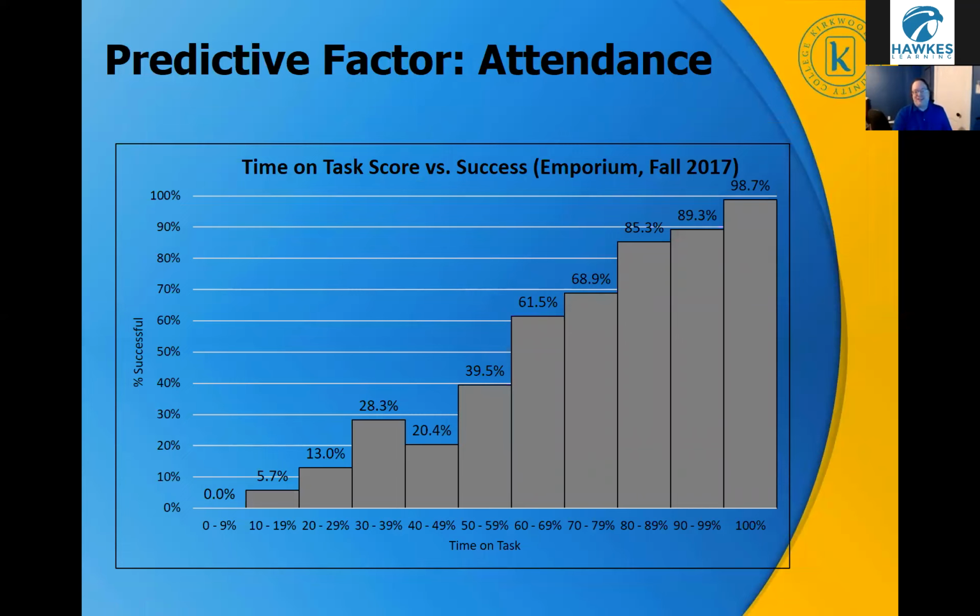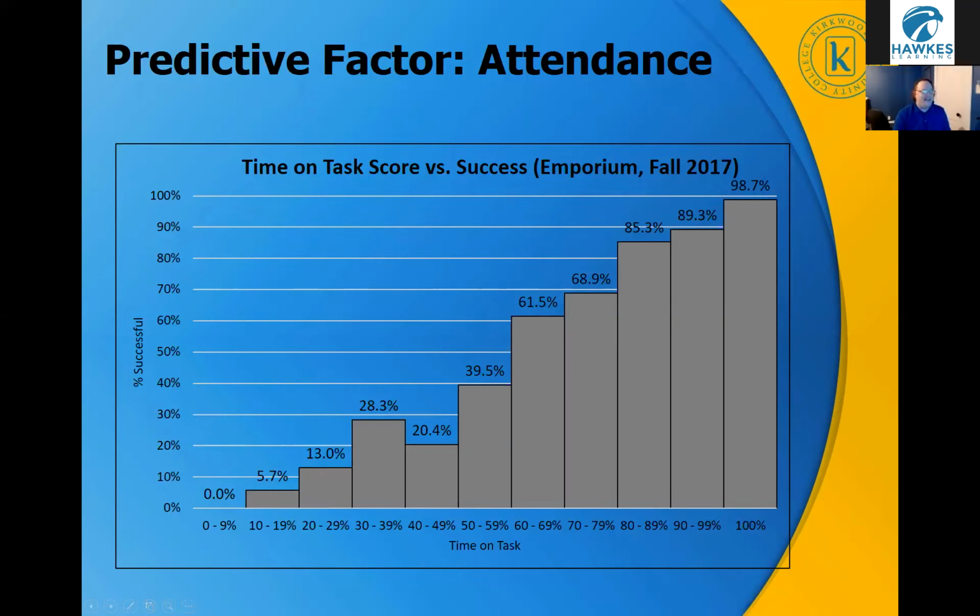So I mentioned attendance as a predictive factor. And we have the advantage in our large lab, we have a card reader, and we ask students to swipe in when they come into the lab, and then swipe out again when they leave. So we can track how much time students are spending in the lab. So in fall 2017, we started assessing part of the grade based on time on task.